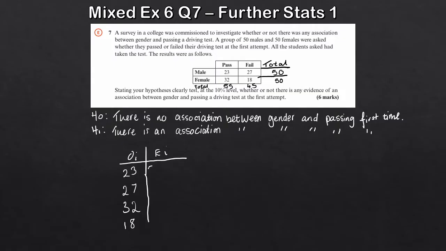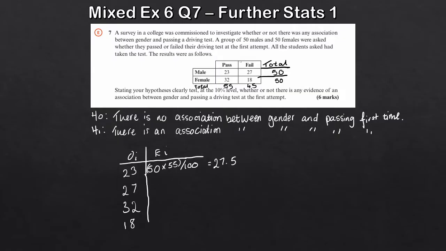So you take your row total, which is 50, and then you times it by the column total, which is 55. So 50 times 55, and then we divide that by the grand total. The grand total here is 50 males plus 50 females, so 100 in total. Do that on your calculator, and what you get here is 27.5.